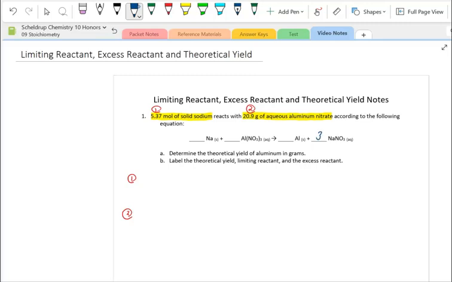So I would need a coefficient of a 3 in front of my NaNO3, which changes my sodiums to 3, so then I need a 3 on the left side. Now, any blank we assume stays a 1, right? So we just keep those exactly as they are.